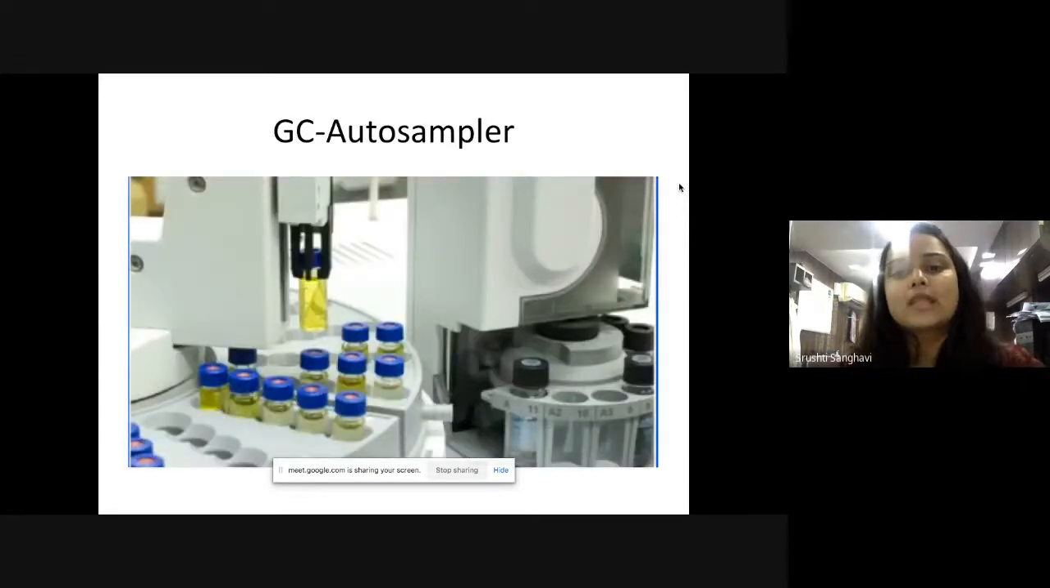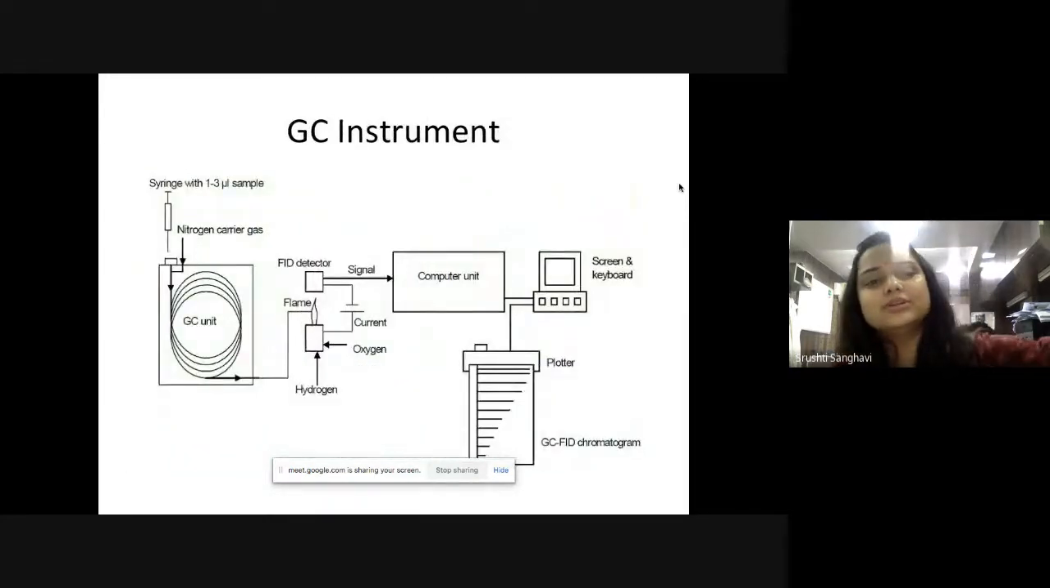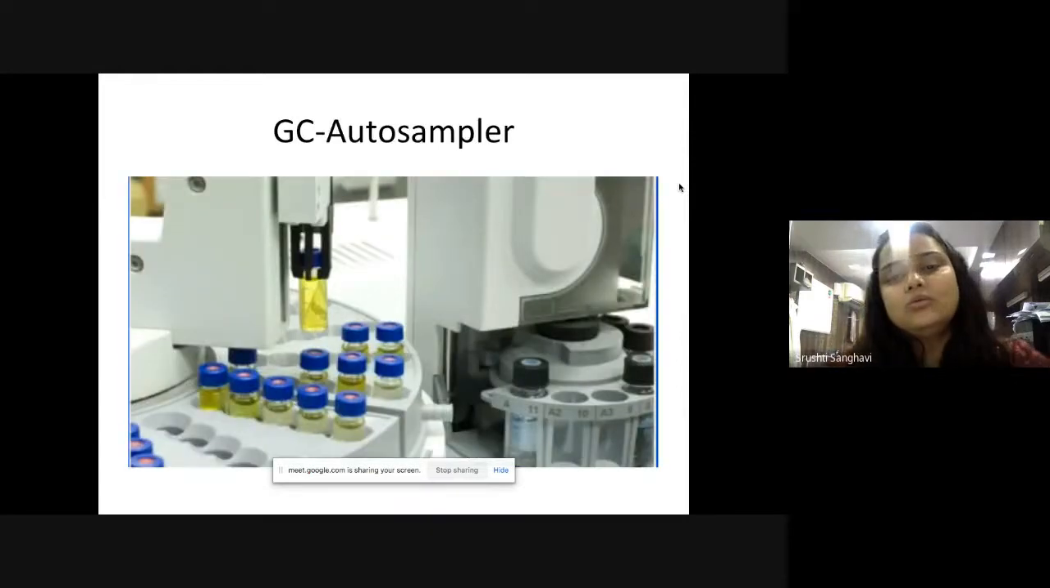Okay. So earlier you would actually put in a single sample with a single syringe. Now all instruments have an autosampler. Basically it will be a small vial. I will just show it to you. You will put all your samples into the vials and you can set the timer on the system. After every analysis, a new vial will be picked up automatically by the sampler and the analysis can happen.